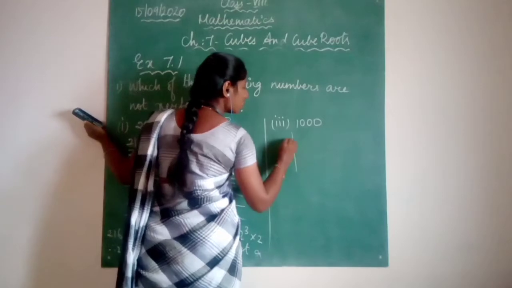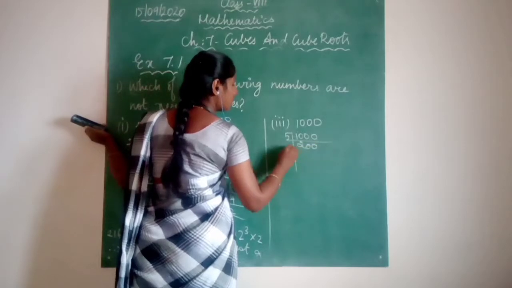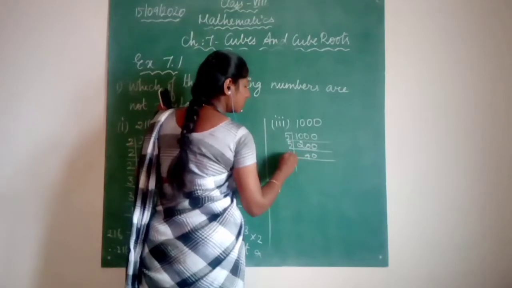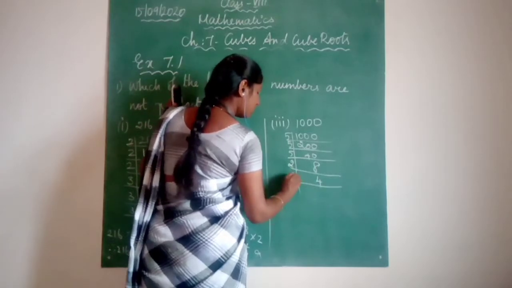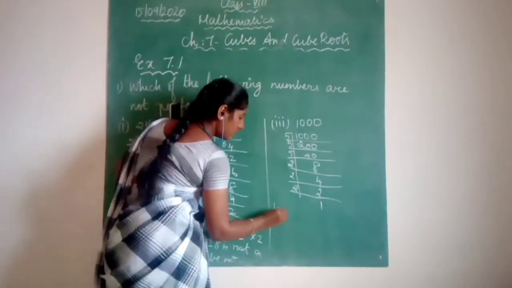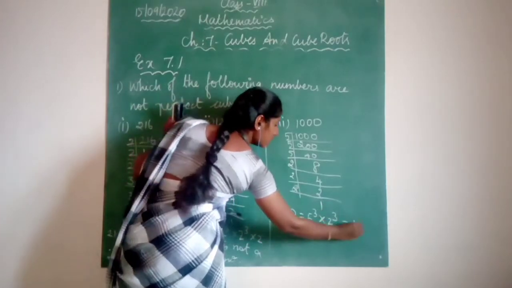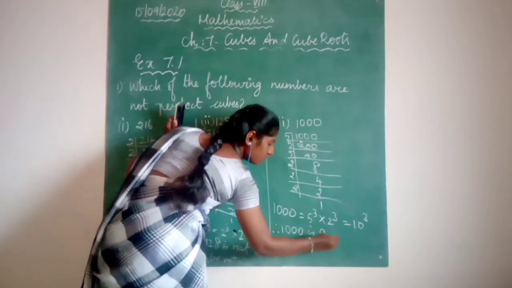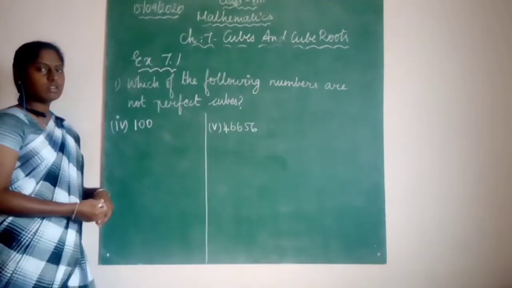Next, 1000. Start with 5. 5 4s are 20, right? Again 5, 8 5s are 40. Then 2 4s are, 2 2s are, and 2 1s are. Now you can write 1000 as 5 cube into 2 cube. That is nothing but 10 cube. Therefore 1000 is a cube number. Clear, children?